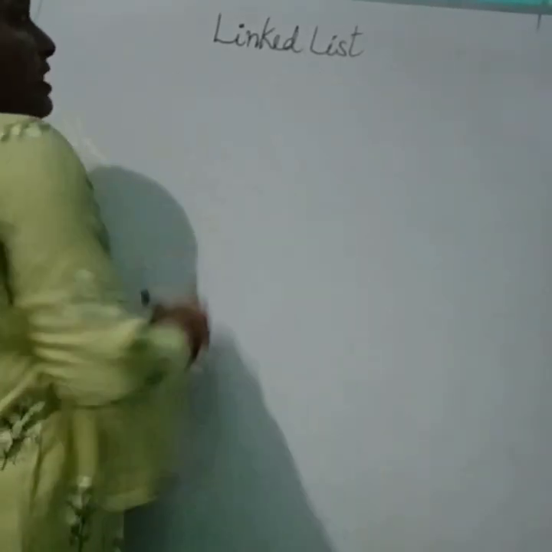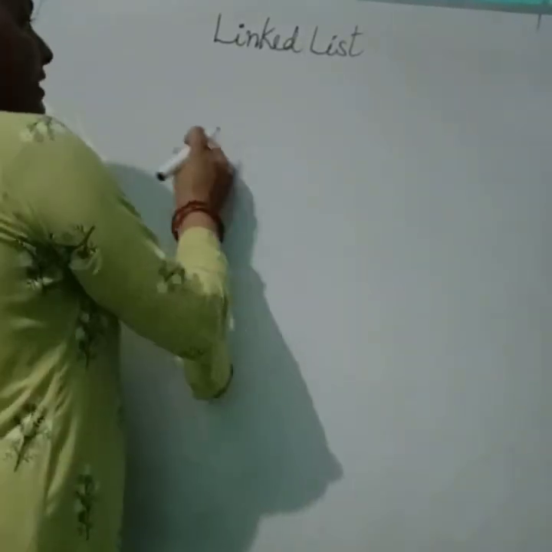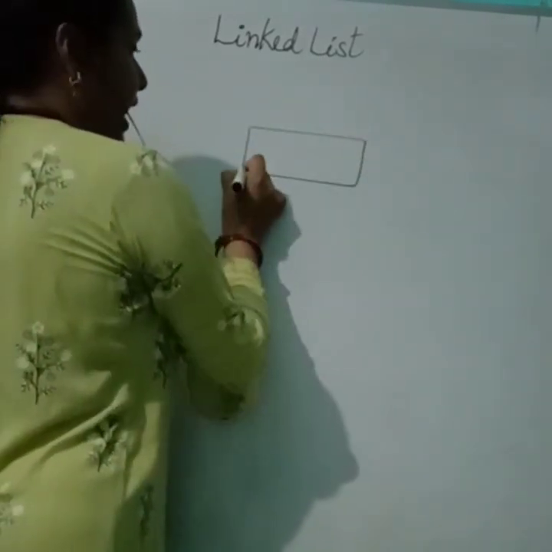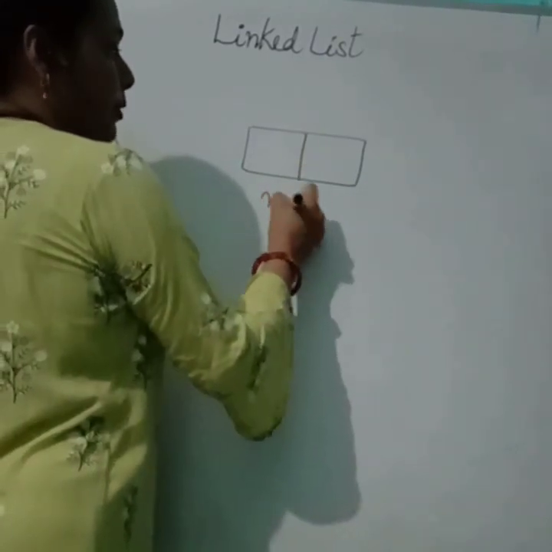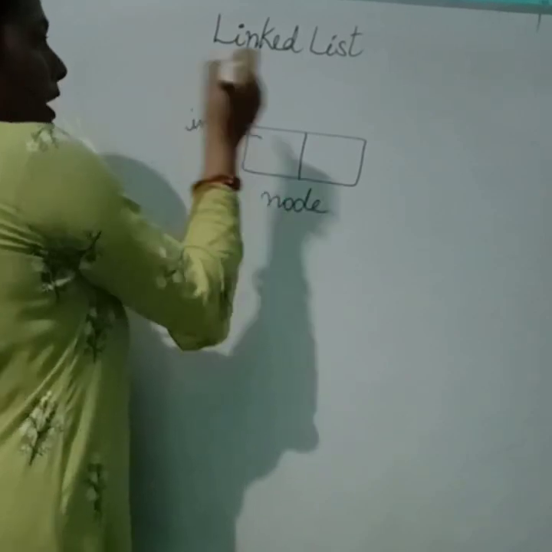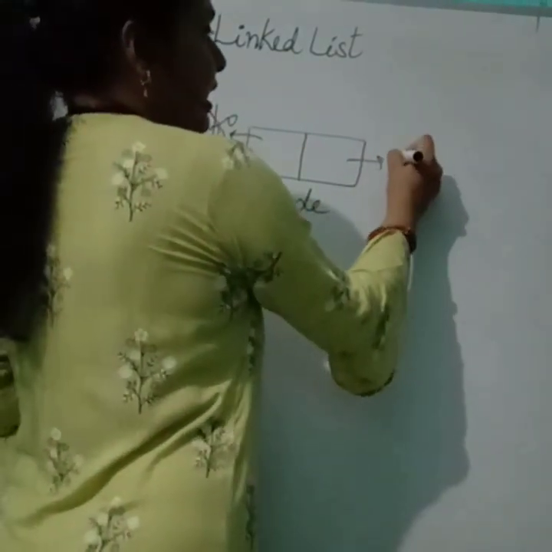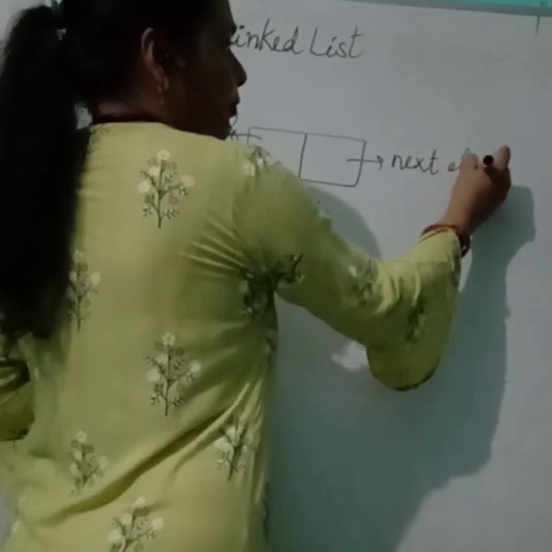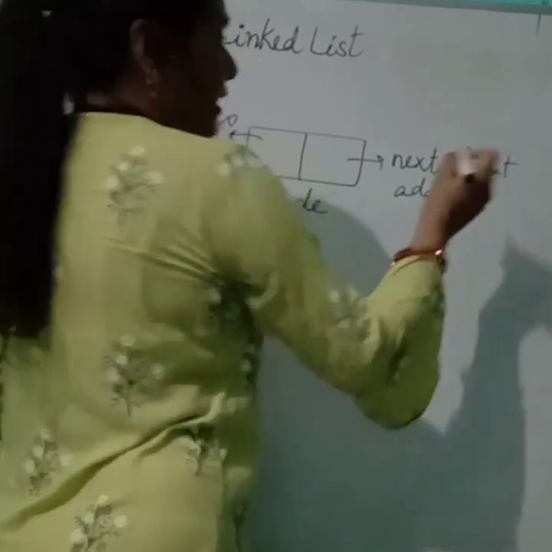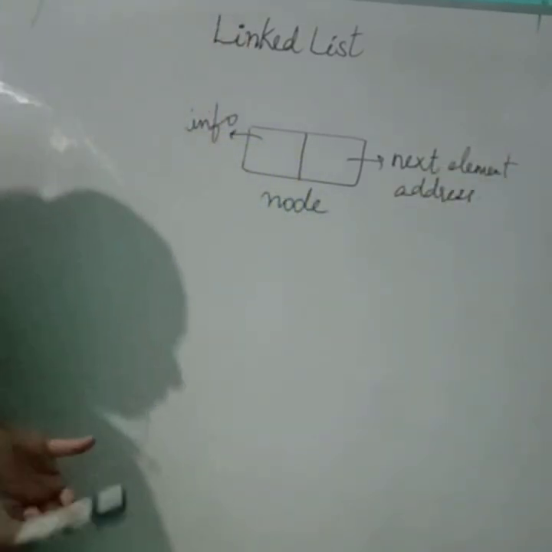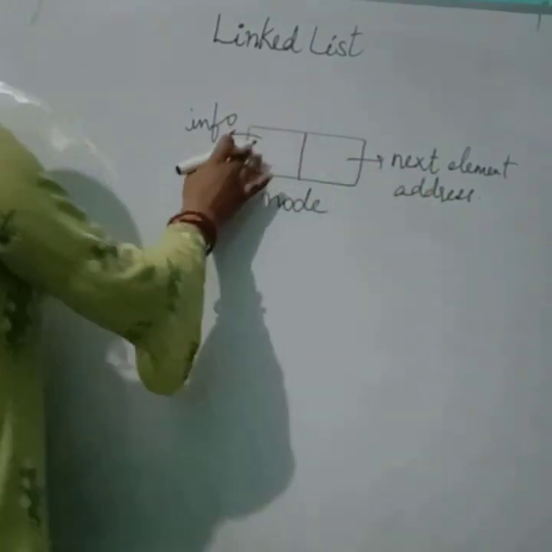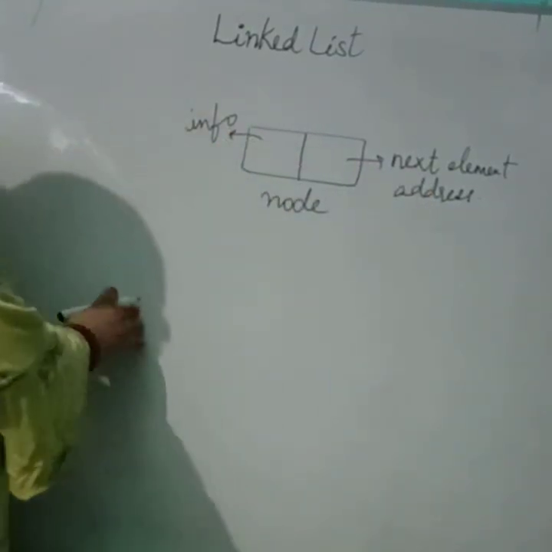In this session, we will discuss linked list. What are linked lists? Simply, linked lists are the collection of nodes in which we can define a node as this type of structure, which is having two parts. First part is known as info part and second part is known as next element address, which will hold the address of next element. As we know that linked lists are dynamic in nature, so we have to define the address of the information part at the time of execution only.